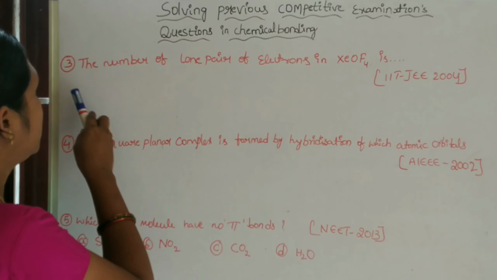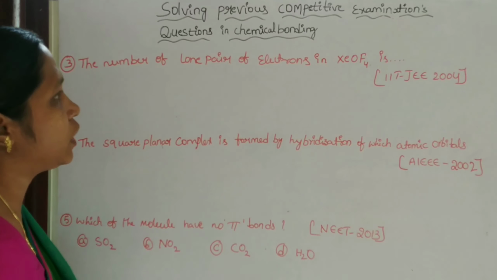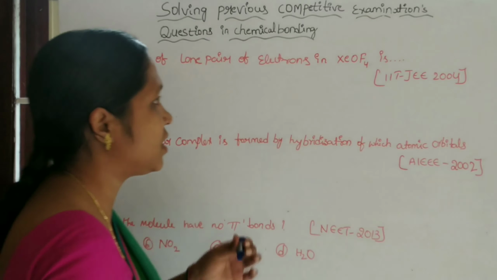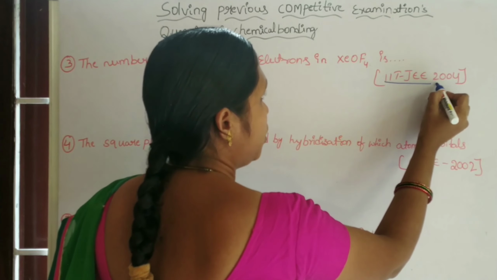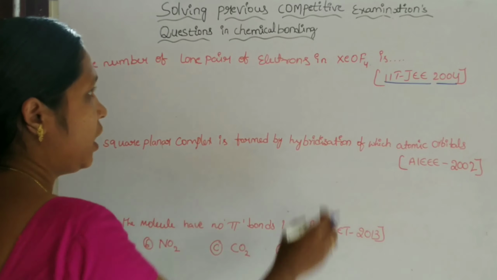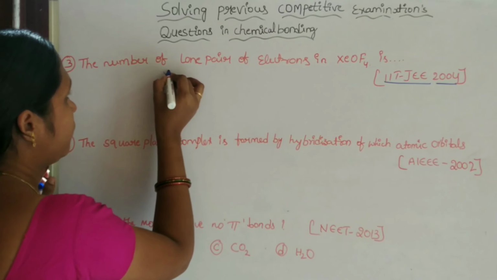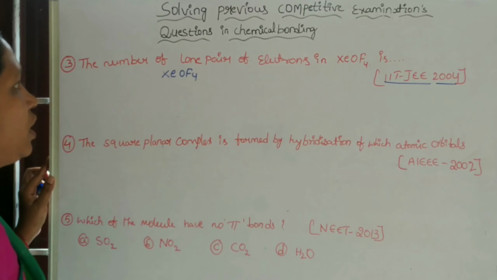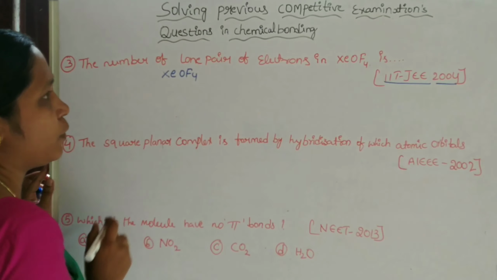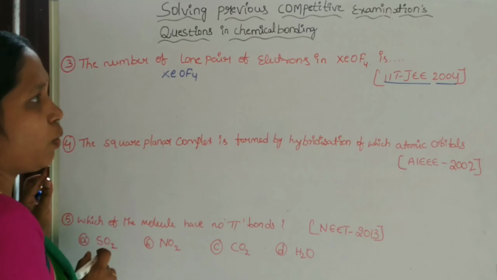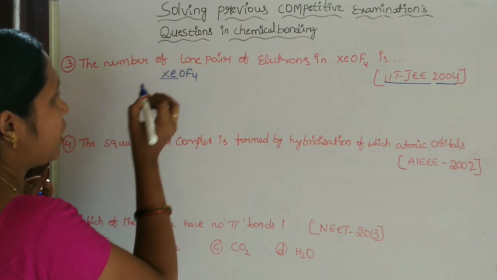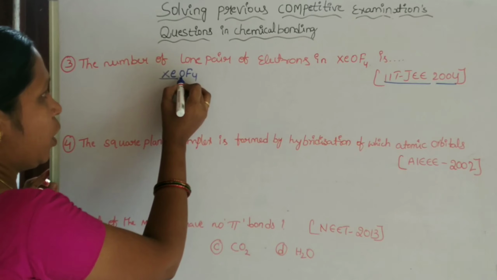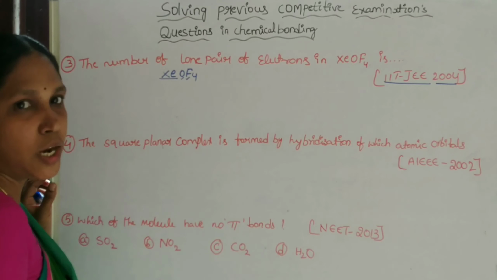See the next one. The number of lone pairs of electrons in XeOF4 is. The question was asked in IIT JEE 2004. Okay. Here, take the molecule XeOF4. Here, what he asked is the number of lone pairs of electrons in XeOF4. The central atom contains how many lone pairs of electrons? Here xenon is the central atom. Oxygen and fluorine are surrounding atoms.